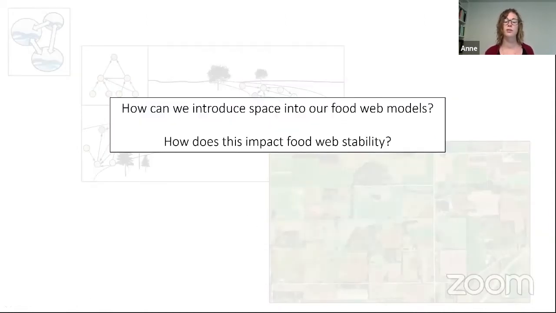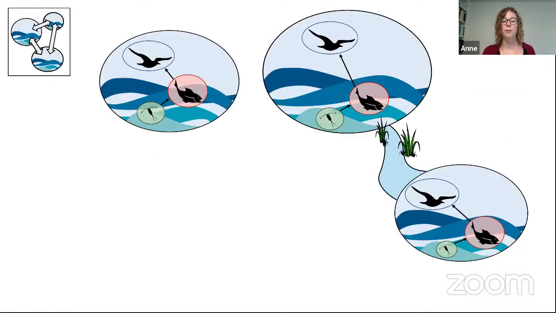So how can we introduce space into our food web models? And then how in turn does this incorporation impact food web stability? Here you can think about it sort of like metacommunities where you have these three lakes. I should say that I use aquatic systems as my examples, but again, most of this is theory, so it doesn't need to be an aquatic or a terrestrial system. It's just an abstract system.